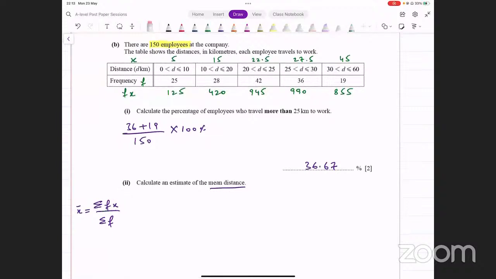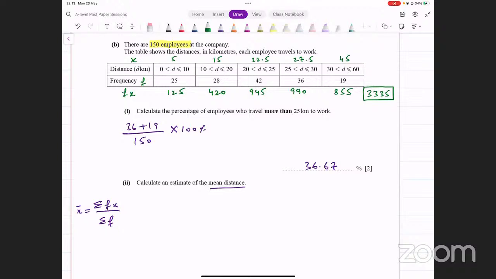Okay. But what we want is we want sigma fx. Sigma का मतलब होता है sum of all fx. इन सबको आपने add कर देना, ठीक है? इन सबको total कर लें और देख लें आपके पास वो क्या आता है. 125 plus 420 plus 945 plus 990 plus 855, and that gives me 3335. That is sigma fx. Sum of all fx. ये मेरे पास आ गया, ठीक है?